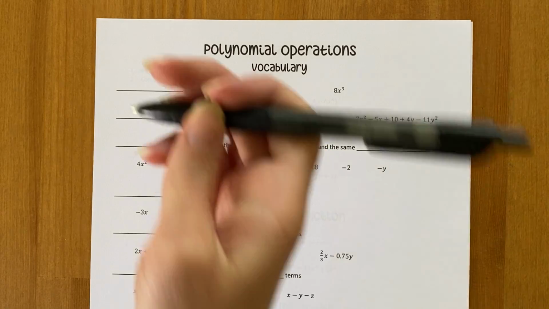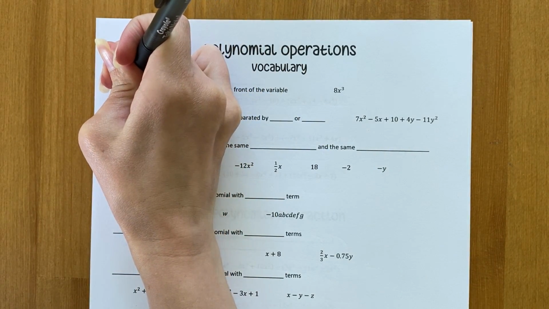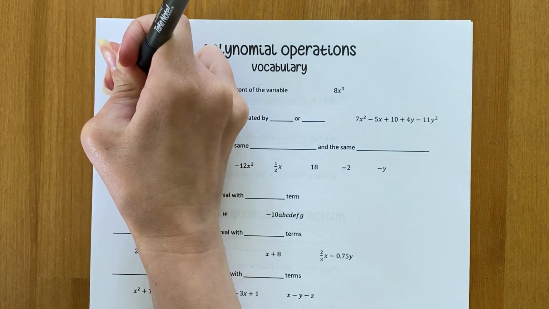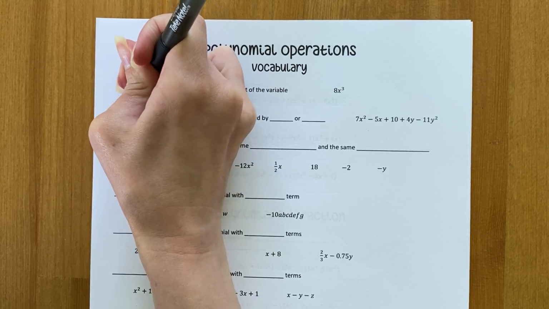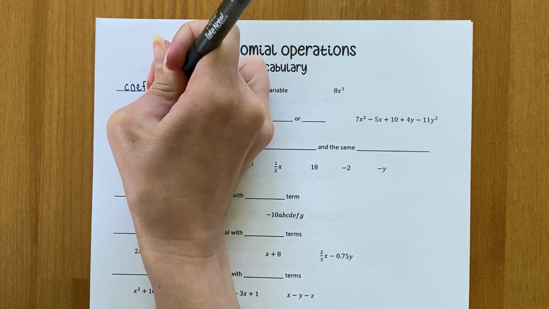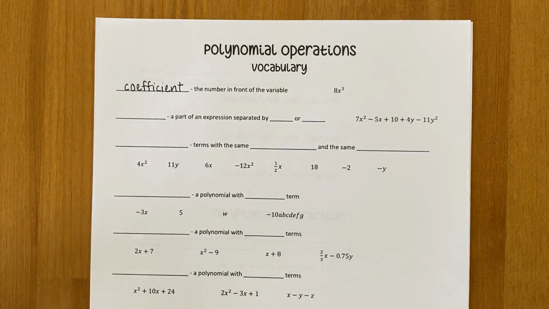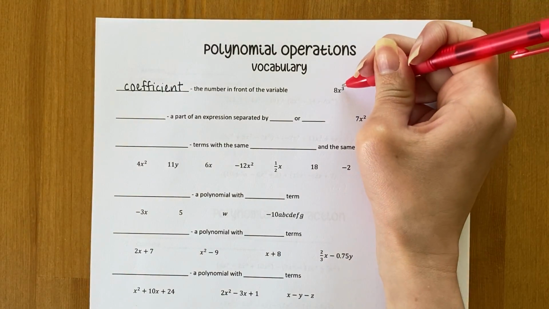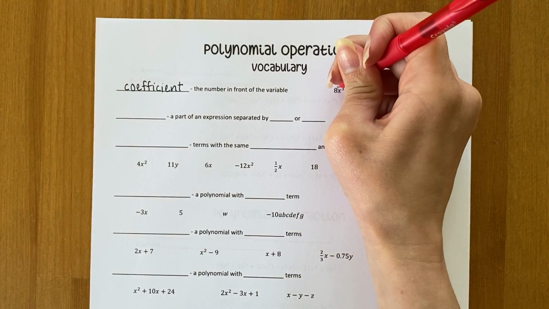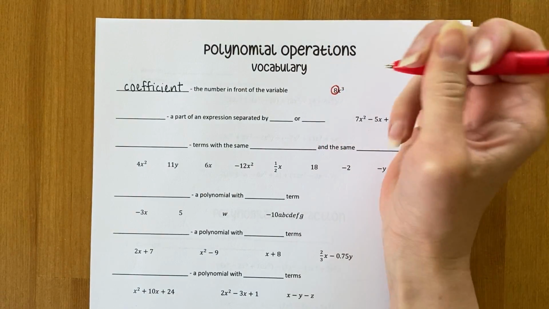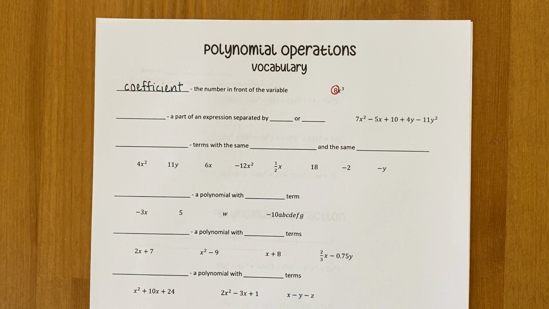So our first term is one that you should be familiar with already from our exponent rules section, and that's coefficient. And your coefficient is just that big number in front of your variable. So in this situation, you have the exponent of 3 here, but coefficient refers to the number that's right in front. So in this case, the 8.